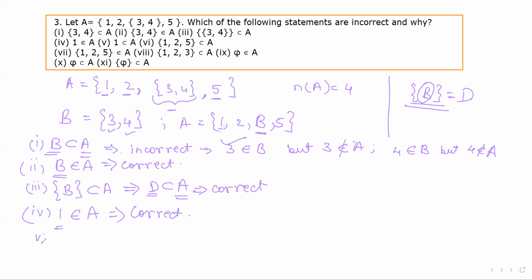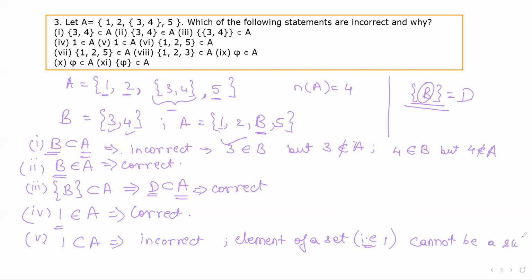Next, fifth. {1} is a subset of A. Now, to be a subset, your left-hand side should be a set. It is an element, so it is incorrect. Which reason can you state? Because an element of a set can never be a subset of itself. Element 1 is an element of a set. An element of a set, that is 1, cannot be a subset of itself.